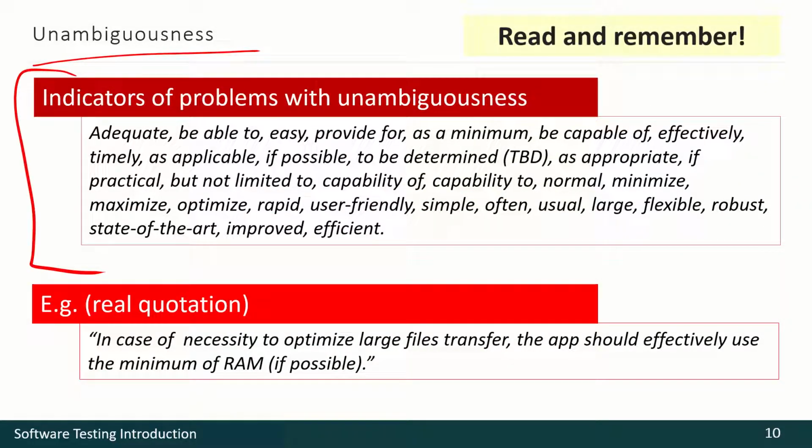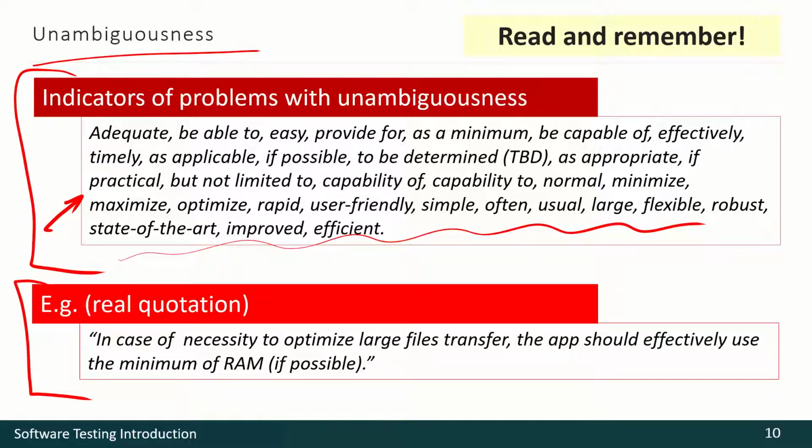With this property, there are indicators, such words or couples of words, that usually lead to ambiguousness. So, if you see such or maybe some other words in requirements, be vigilant. There may be ambiguousness here. And one real quotation from the real world: In case of necessity to optimize large file transfer, the app should effectively use the minimum of random access memory if possible. From the first look, it looks okay.